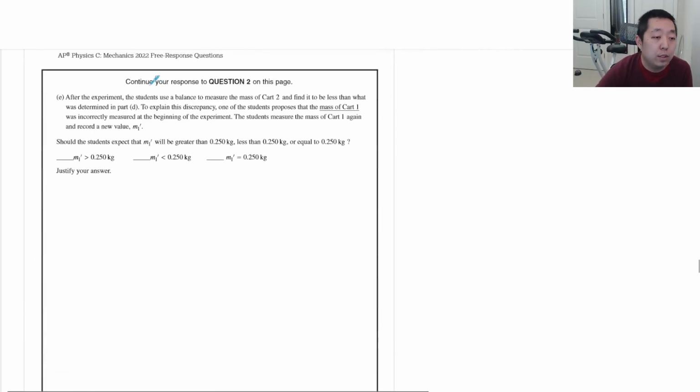After the experiment, the students used the balance to measure the mass of cart 2 and find it to be less than what was determined in part D. To explain this discrepancy, one student proposes that the mass of cart 1 was incorrectly measured at the beginning of the experiment. The student measured the mass of cart 1 again and recorded a new value m1 prime. Should the student suspect that m1 prime will be greater than, less than, or equal to 0.25 kilograms?